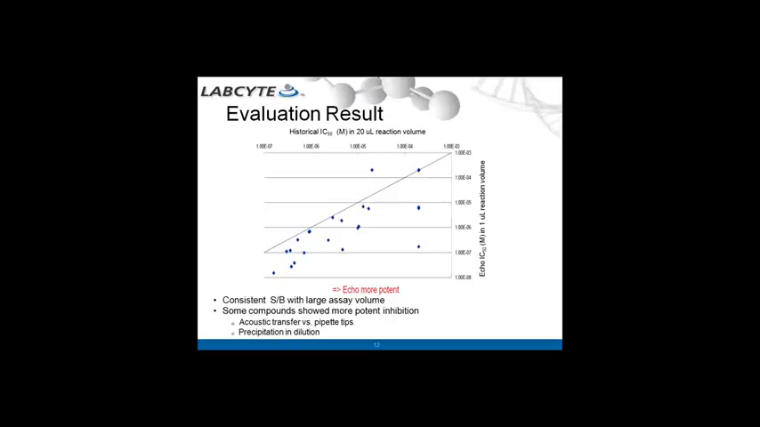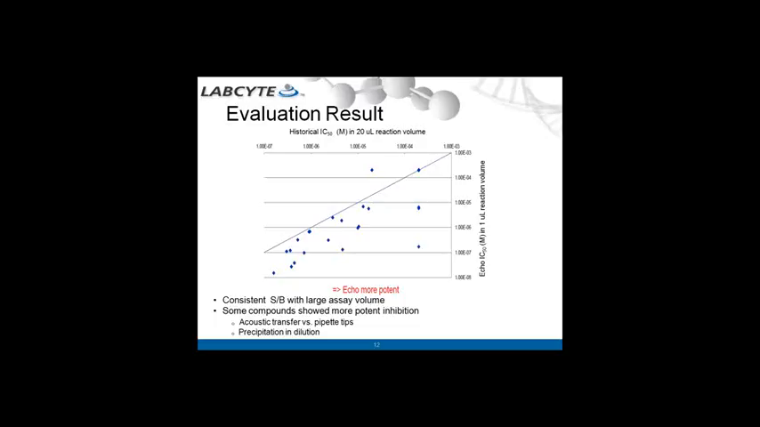So this slide shows one of the examples from the collaboration. First, we were able to achieve consistent signal to background in the miniaturized assay when compared with a 20 microliter reaction volume. On this plot, x-axis represents IC50 generated with a 20 microliter reaction volume. The y-axis represents IC50 generated in the miniaturized assay with the Echo liquid handler. As you can see, most compounds show similar IC50 with threefold variation between the 2 assay systems. A few compounds show more potent inhibition with Echo liquid handler.